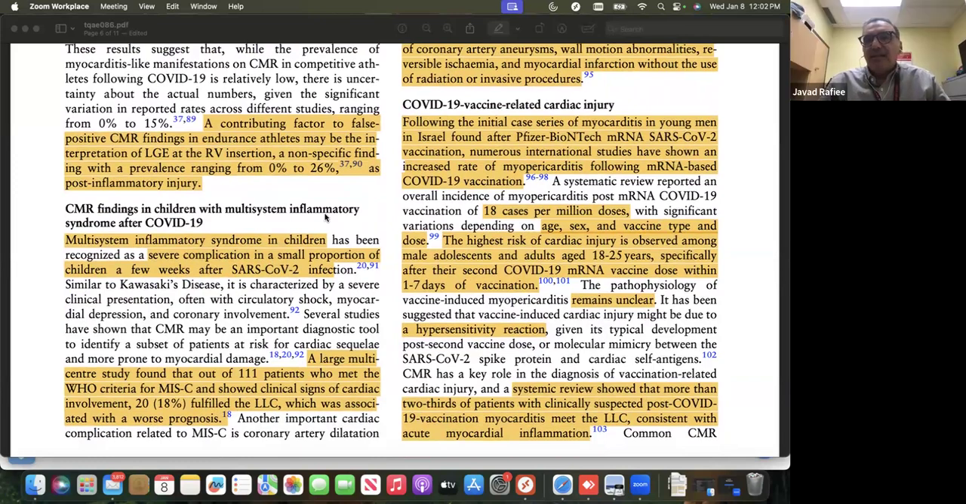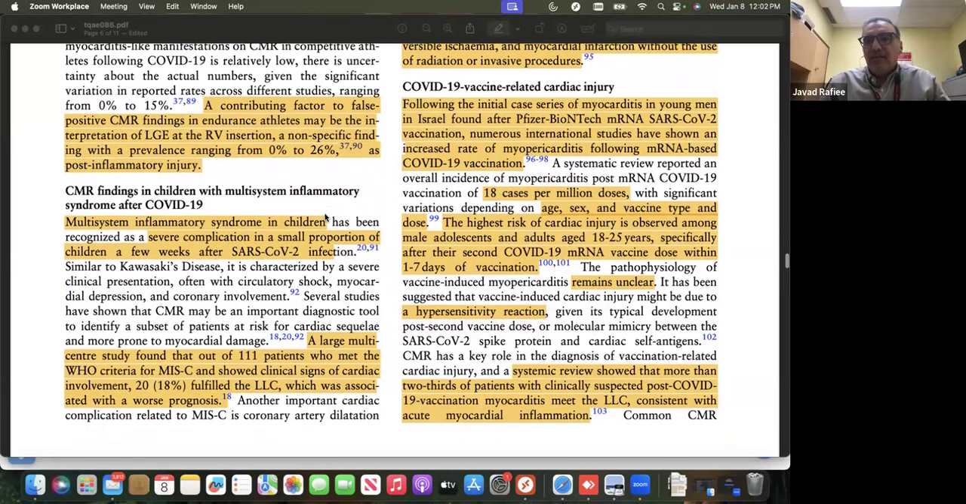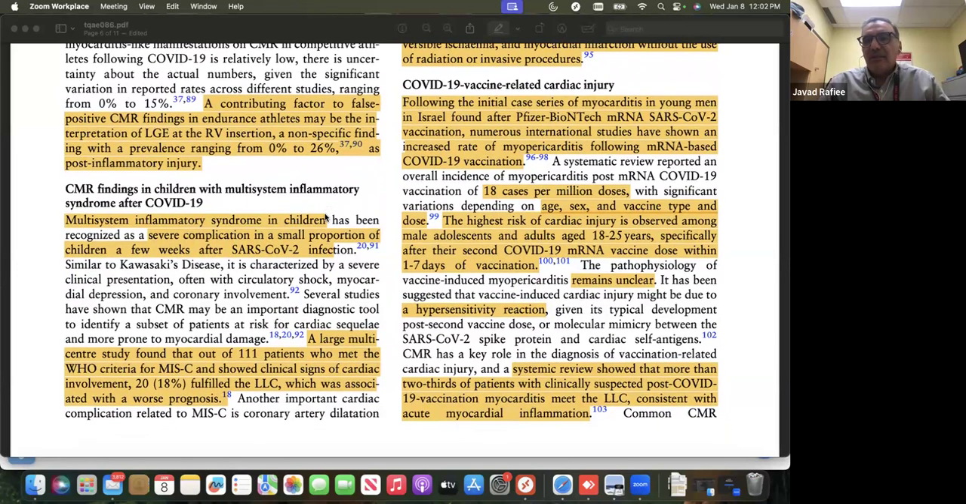And the last part is COVID-19 vaccine-related cardiac injury. As the first speaker said, there is risk of myopericarditis in a group of patients with mRNA-based COVID vaccination.